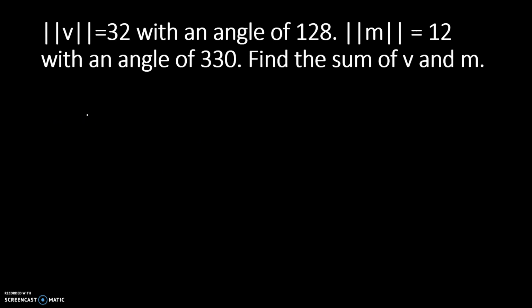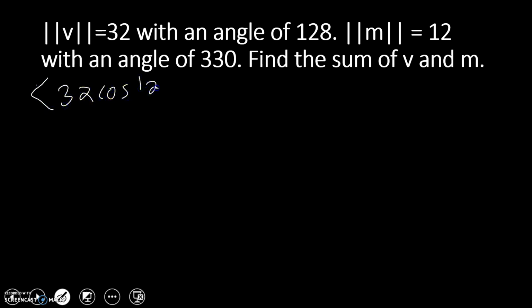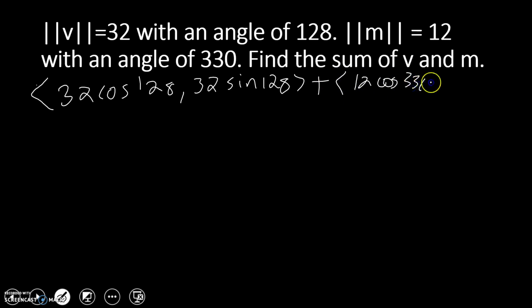Alright, one more. So V equals 32 with an angle of 128, M equals 12 with an angle of 330. Find the sum of V and M. So this is pretty easy. All that you're doing is you are going to have <32 cosine of 128, 32 sine of 128>, and you're adding it to <12 cosine of 330, 12 sine of 330>.